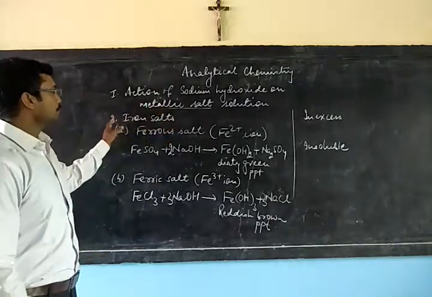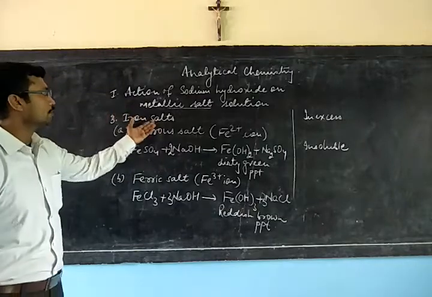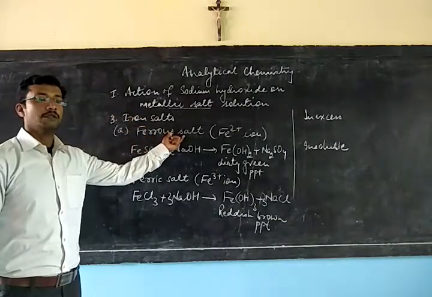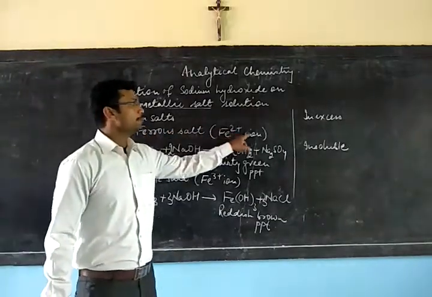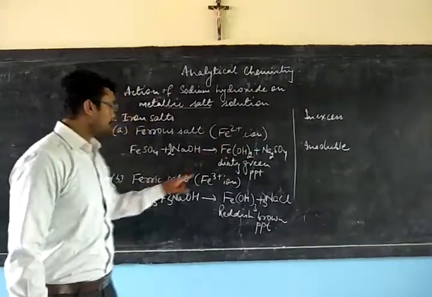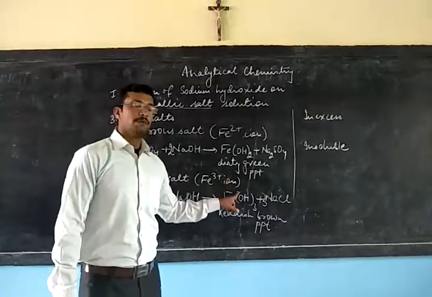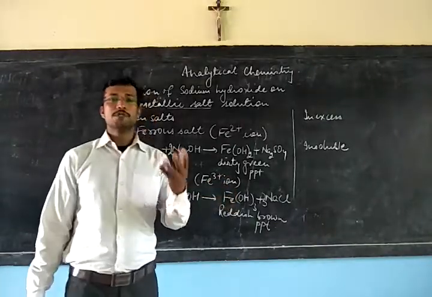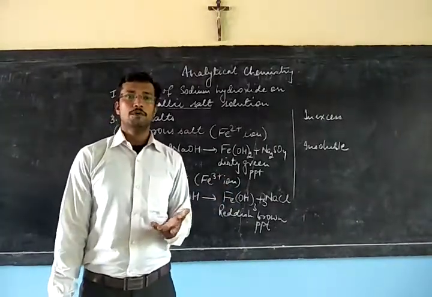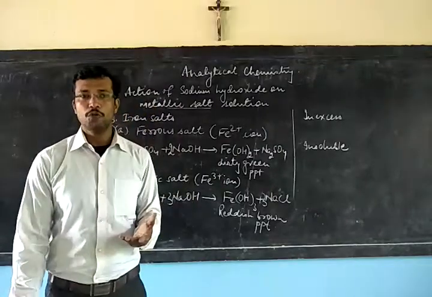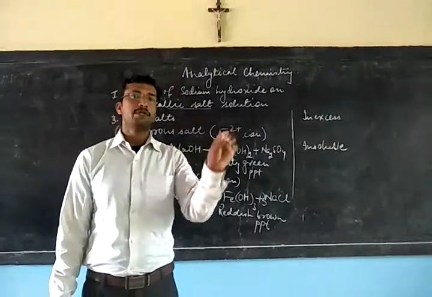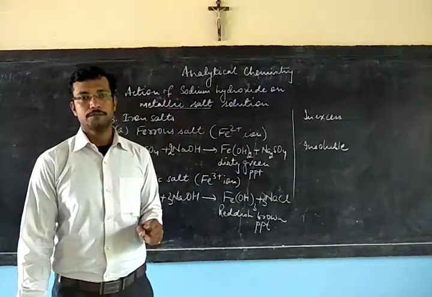So there are two types of iron salt. One can be ferrous salt, which has Fe2+ ion. The other iron salt can be ferric salt containing Fe3+ ion. So if an iron salt is given to you, how will you determine whether it is ferrous salt or ferric salt?